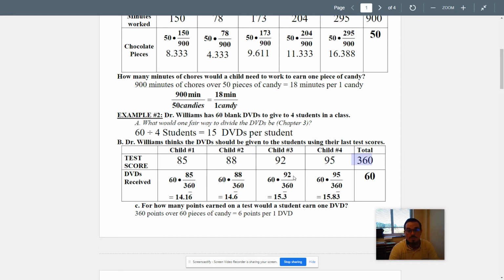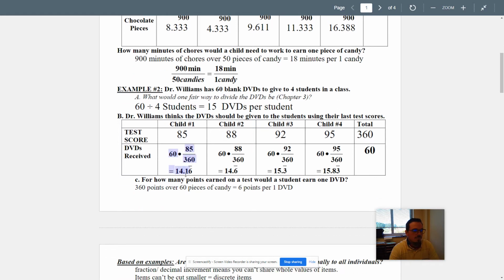Now, the total here is going to be 360. 80 plus 88, or 85 plus 88 plus 92 plus 95 is 360. Now, what he's going to then do is take the total number of DVDs and take that student's score divided by the total score. So we will say 60 times 85 over 360, which equals 14.16. 88 divided by 360 times 60, 14.6 repeating, and so on and so forth. So then the question is asked, for how many points earned on the test should a student earn to get one DVD? All we have to do is reduce the fraction.